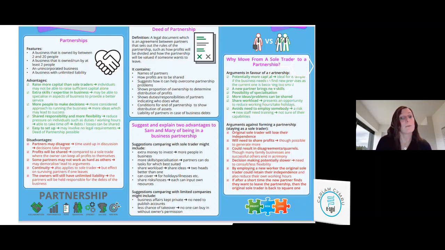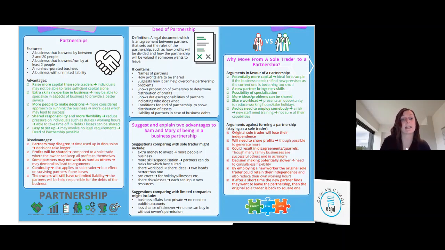Advantages: you can raise more capital than sole traders. You can have extra skills and expertise in the business, so you focus on that part of the business and someone else focuses on somewhere else. You've got more people to make decisions. You've got shared responsibility, more flexibility. And because it is more flexible, you might be able to take holidays, you can take maybe days off, whereas if you're a sole trader, you might not be able to do that.